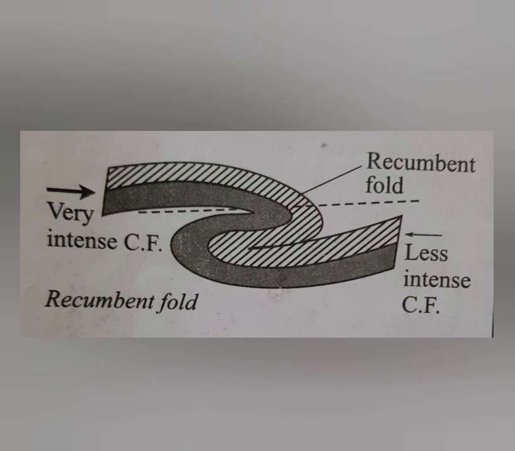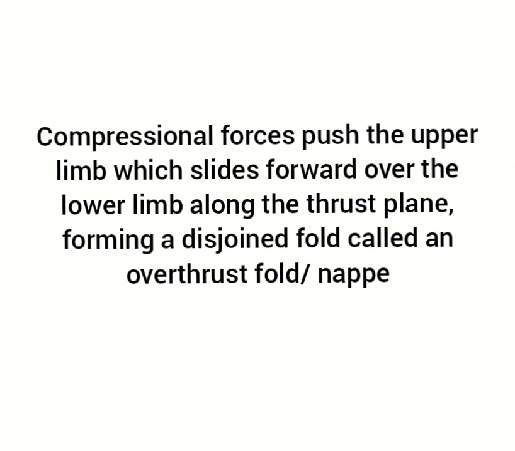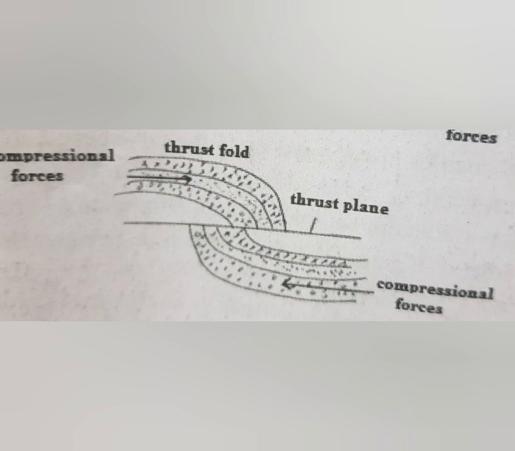Alright, after that we're going to go to our third step where we say that greater compressional forces form a fracture along the axis of the recumbent fold which makes a thrust plane. We don't need to draw a diagram for that. Then we're going to look at our last step where you say compressional forces push the upper limb which slides forward over the lower limb along the thrust plane, forming a disjointed fold called an overthrust fold. Remember, an overthrust fold is also known as the nappe fold.